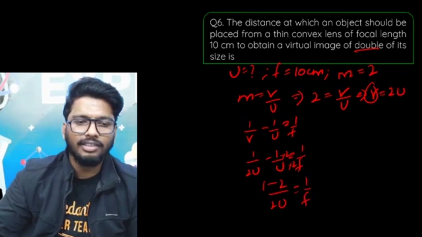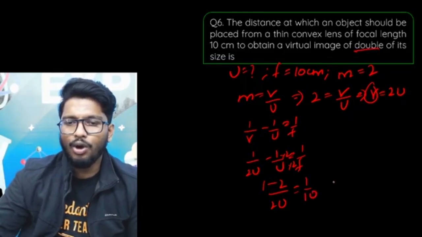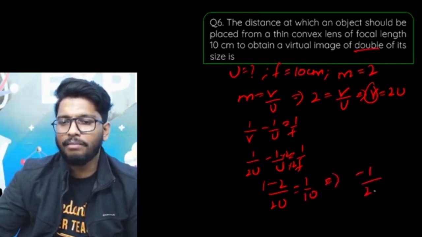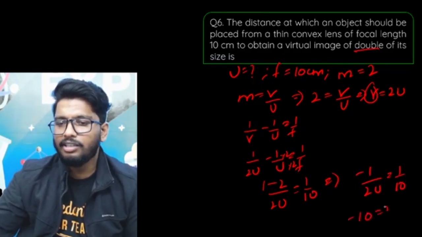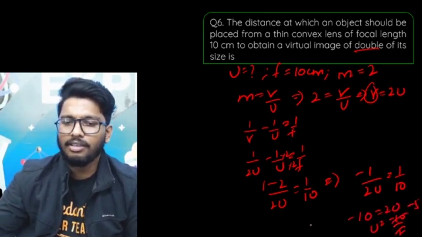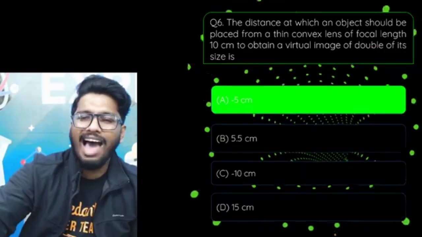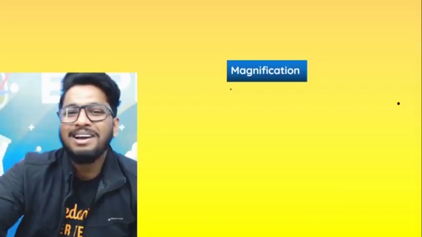1 by f is what? F is 10, so why keep it as 1 by f? To keep it as 10 itself, 1 by 10. So you'll get minus 1 by 2u is equal to 1 by 10. Cross multiplication, minus 10 is equal to 2u. So u is equal to minus 10 by 2, which is nothing but minus 5. Voila, people, that is the answer. Minus 5 centimeters would be the answer for this question. Moving on to the next one.